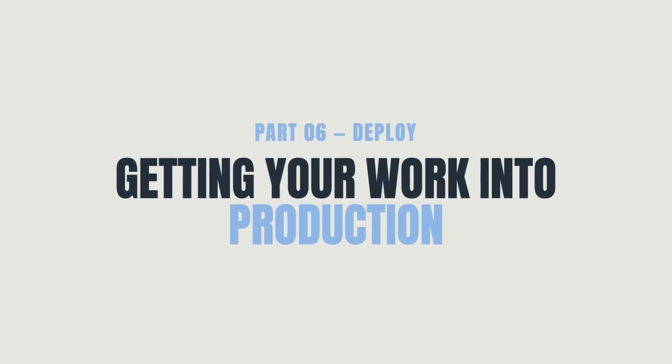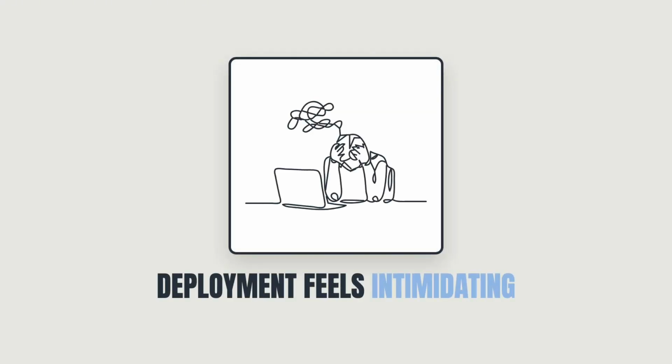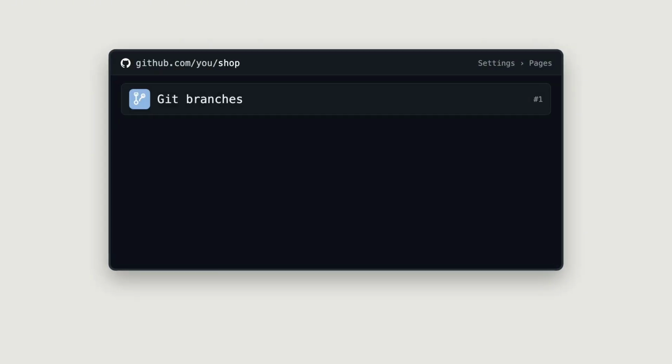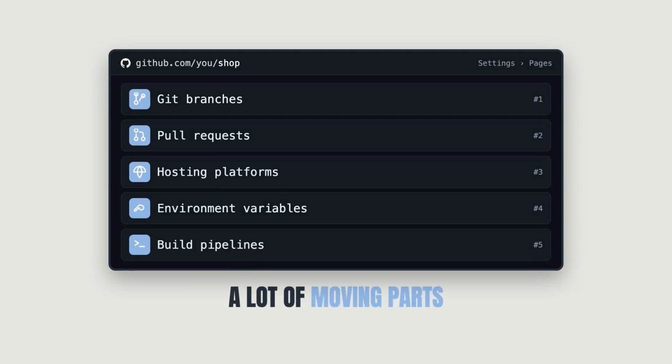Part 6, deploy. Getting your work into production. Writing code is great. Testing code is important. But eventually, you want people to actually use what you have built. That's deployment. And for a lot of beginners, deployment is where things start to feel intimidating. You've got Git branches, pull requests, hosting platforms, environment variables, build pipelines. There are a lot of moving parts.